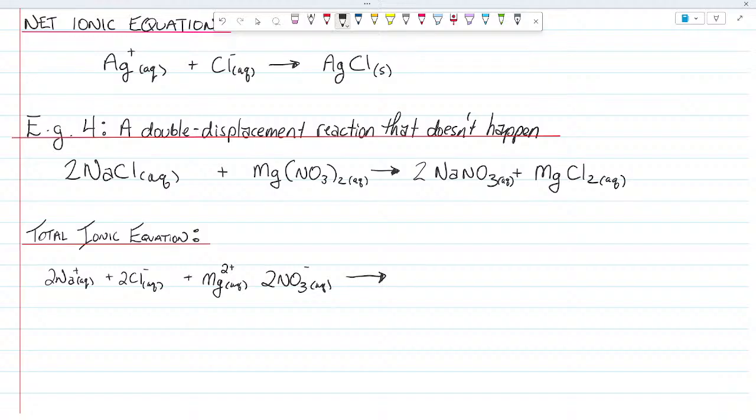And on the other side, what would we get? Well, here we would get 2 sodium ions, and we would get a nitrate ion. 2 of them, right? Because the 2's in front there. Yep, good call.